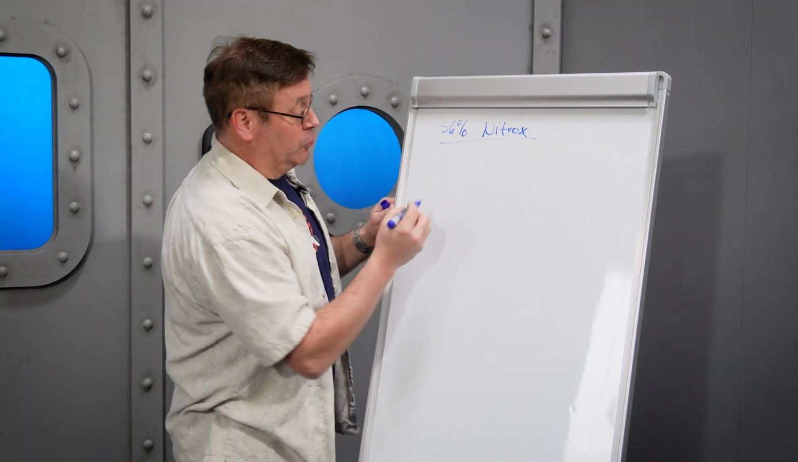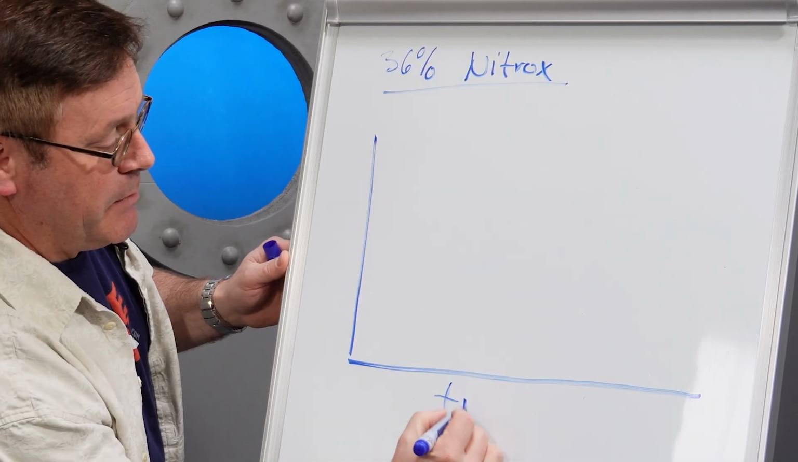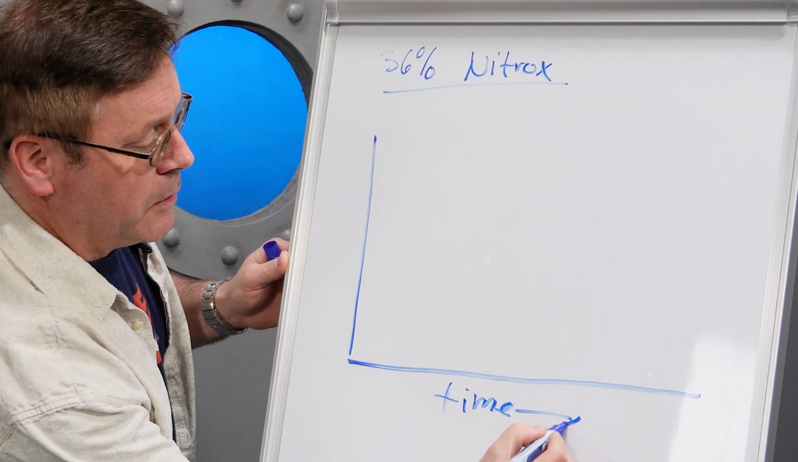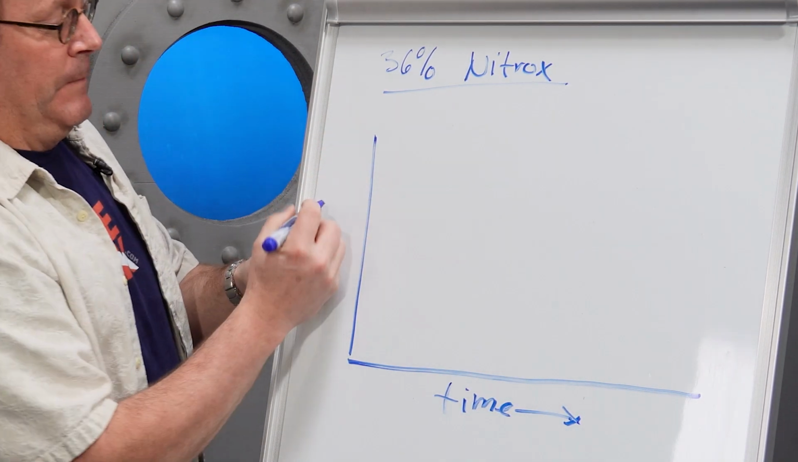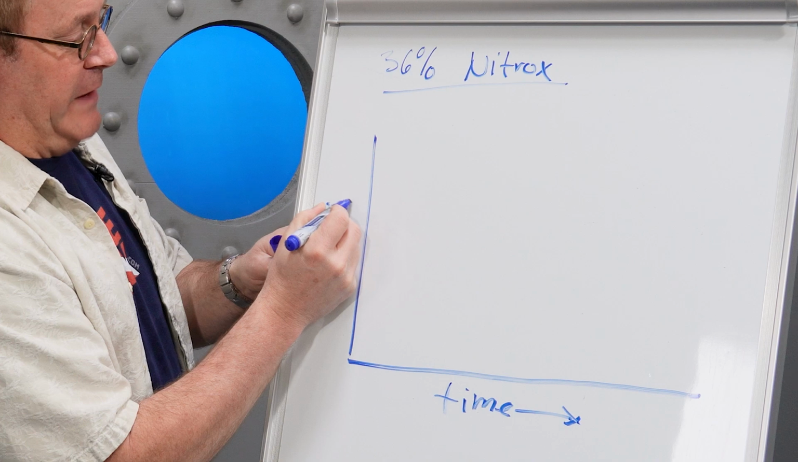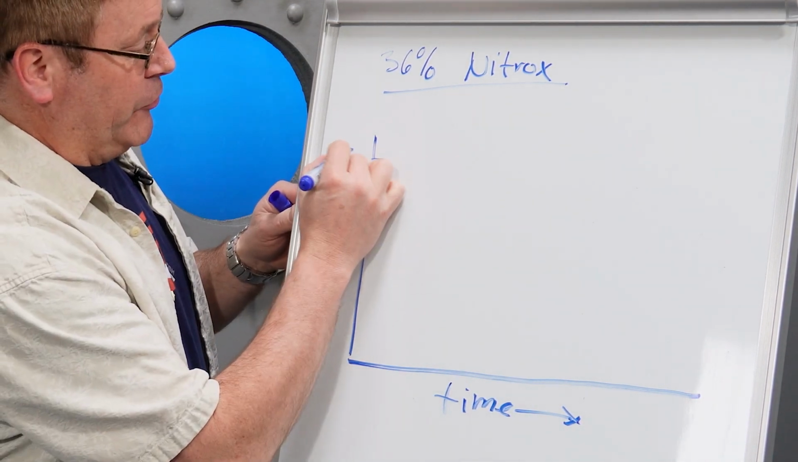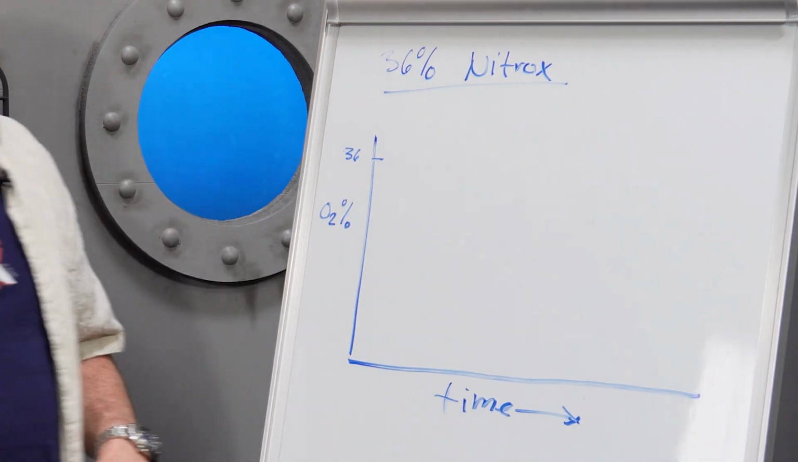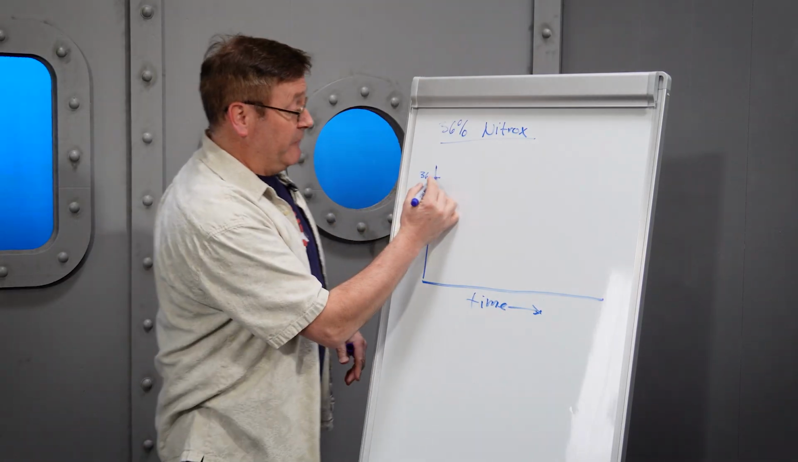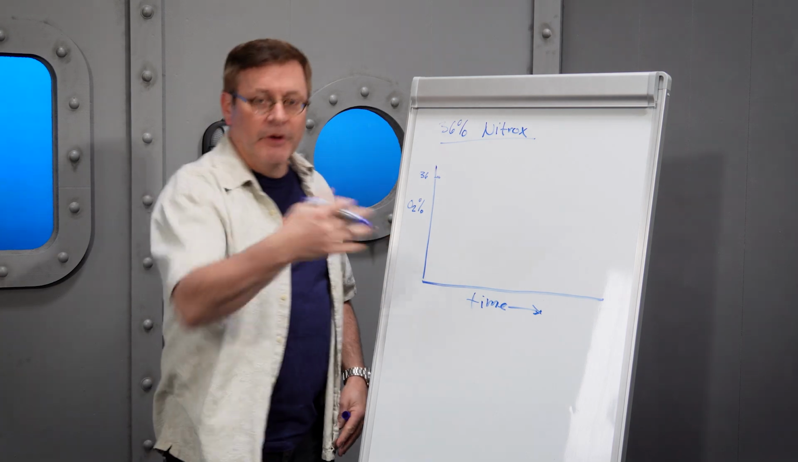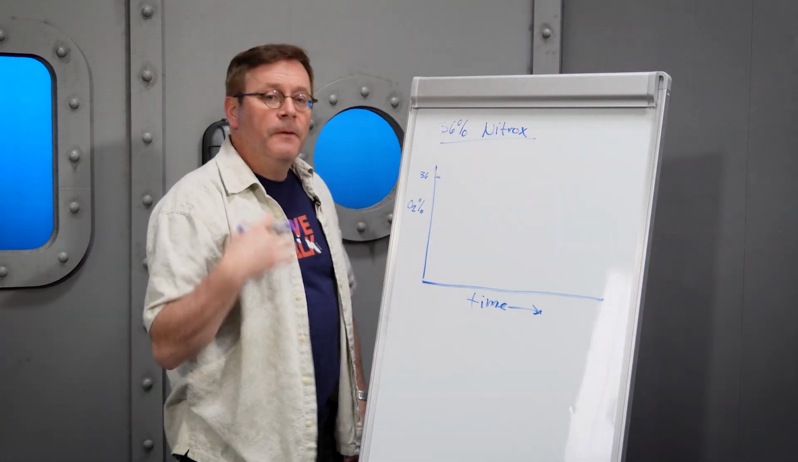I'm going to make a little graph. This is time, and this one is O2%. We're going to start off at 36% O2. We're going to fill it up there, and then we're going to breathe, and breathe, and breathe.